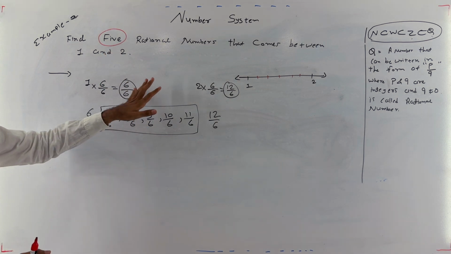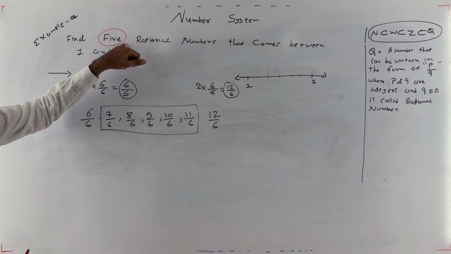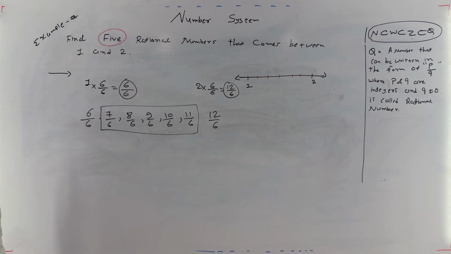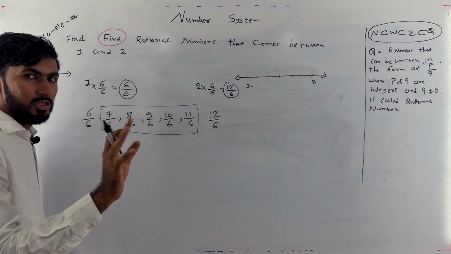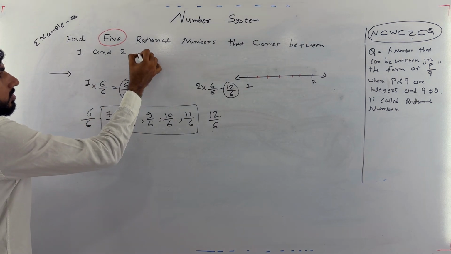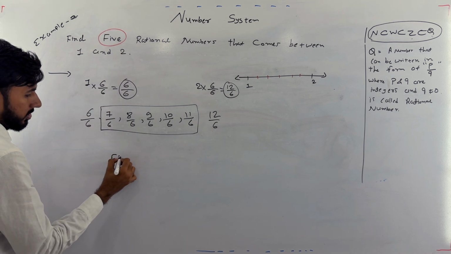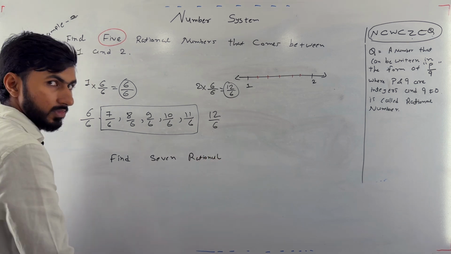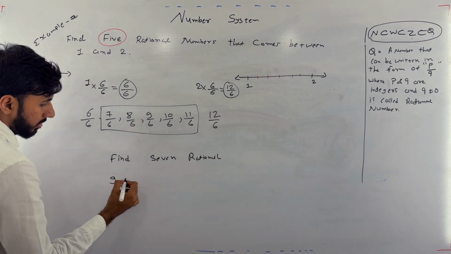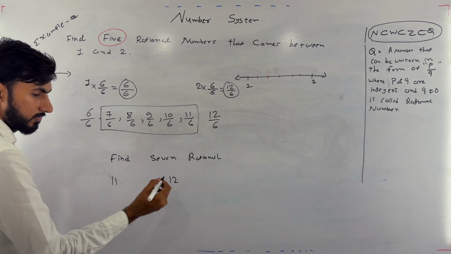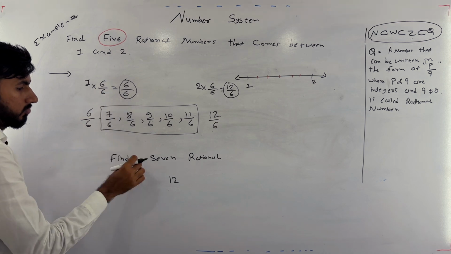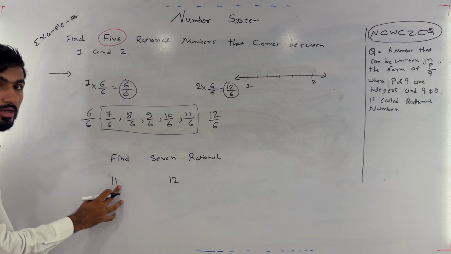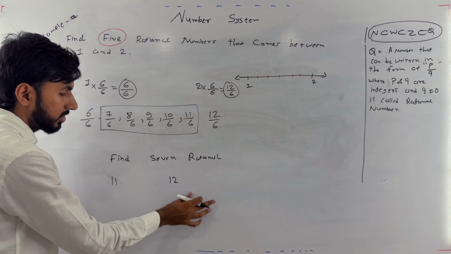Okay, now if you don't want to remember this, like if we have to find 7 rational numbers, then I have to multiply and divide it by 8 and 8. Now if you don't want to do it, there is another trick. Like I have to find 7 rational numbers between 11 and 12. In this method, what you have to do is, here it is mentioned we have to find 7 rational numbers, so we will multiply and divide it by 8. Also we will do the same thing for this.